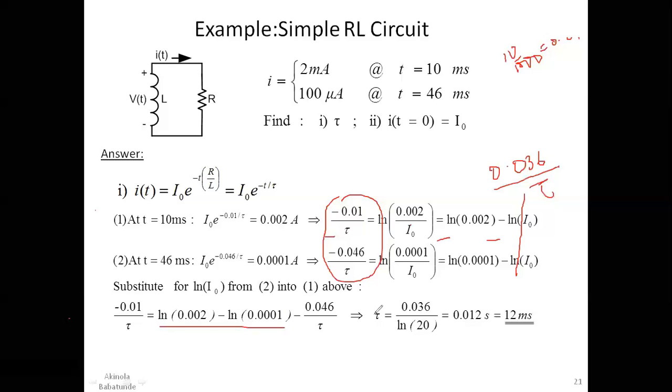Once you have that, if you make tau the subject of the expression here, what you would have is 0.036 divided by ln 20, because this is also going to be the same thing as ln of 0.002 divided by 0.0001. Just a simple understanding of logarithmic functions would take care of it. So this gives you ln 20, by the way. So if you then make tau the subject, you have 0.036 all divided by ln 20.